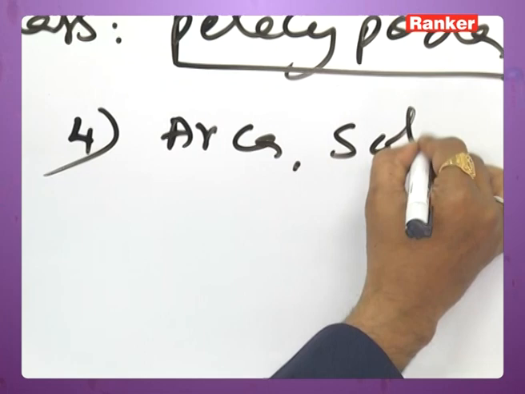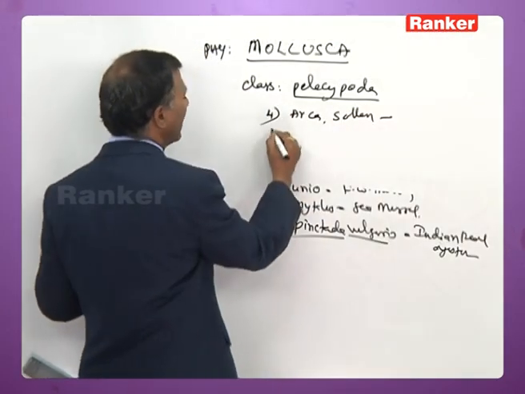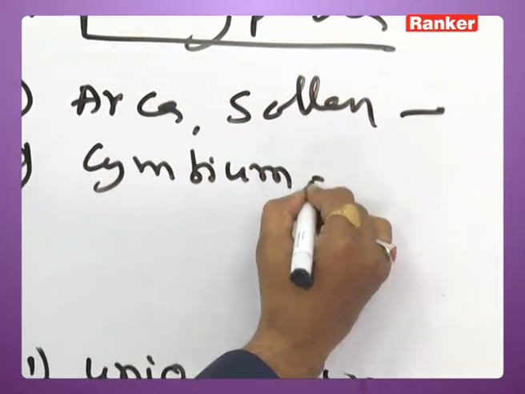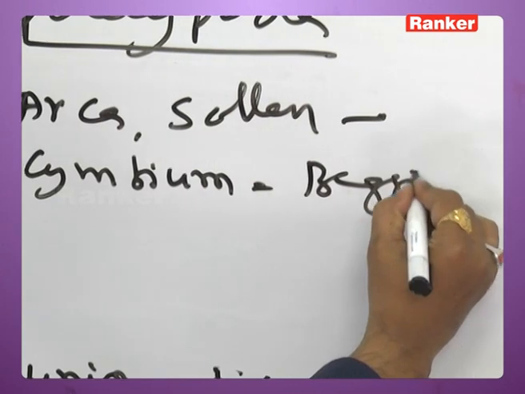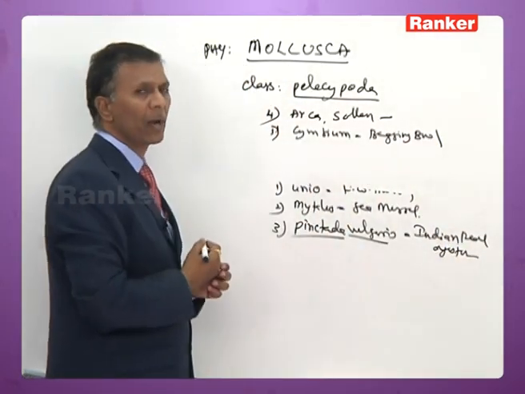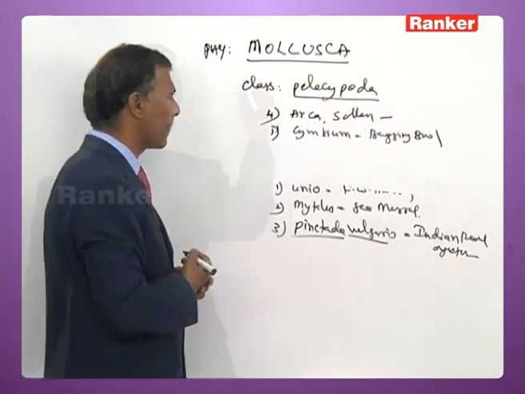Then other examples: Arca and Solen, both of them belong to Pelecypoda. And there is another example, Cymbium, commonly called begging bowl. Even this belongs to Pelecypoda.